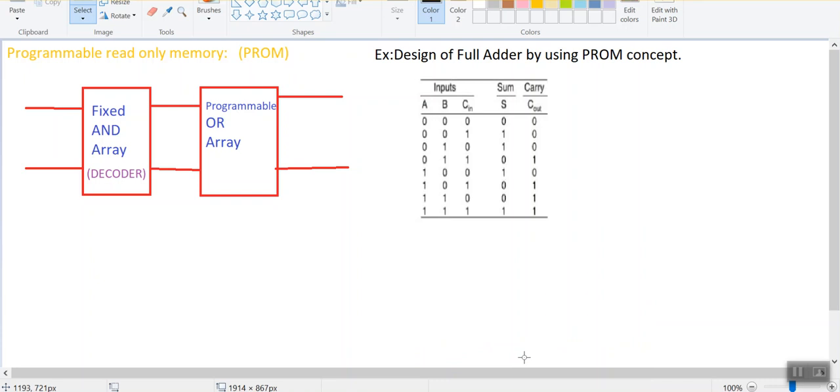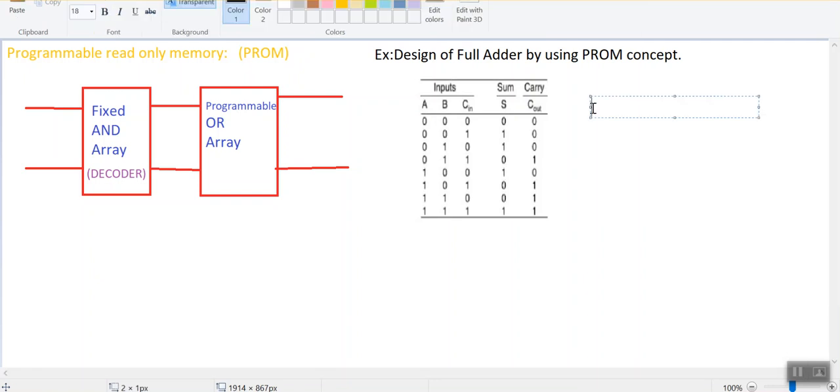Here my question is designing a full adder by using the PROM concept. We are already familiar with the full adder from combinational logic circuit design. Here we have three inputs A, B, C in, and the outputs sum and carry. In order to get the expression for sum, sum is equal to one expression, and carry is equal to one more expression.